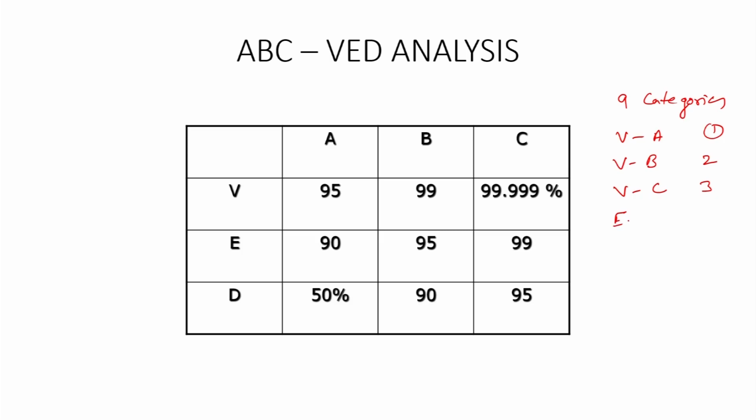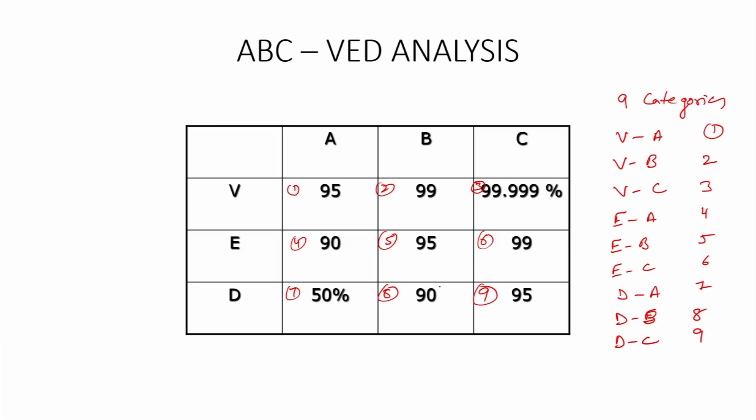Then there is a V class item and B class, the second category, and vital and C class item is my third category. Similarly, I have essential and A class item as another category, essential and B class as another, essential and C class as another. Then there is desirable A class item, desirable B class item and desirable C class item. So, we have 9 categories of items: 1, 2, 3, 4, 5, 6, 7, 8, 9.